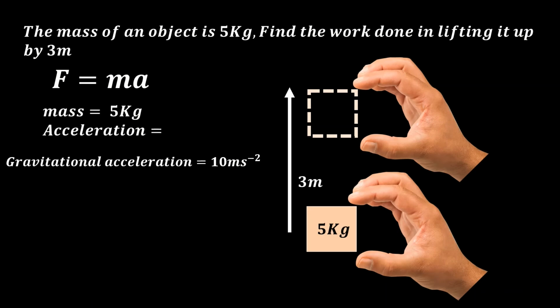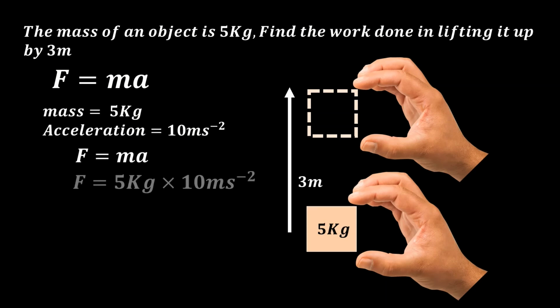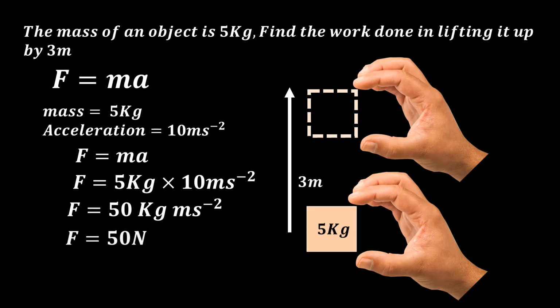So if anything moves vertically and they are asking to find the work done, don't forget you already know the acceleration is 10 meters per square second. So anytime they have given the mass, try to find the force using F equal to ma. So let's substitute 5 kilograms times 10 meters per square second, which gives us 50 kilograms meters per square second. Kilograms meters per square second is newtons. Yes. So the force applied is 50 newtons.